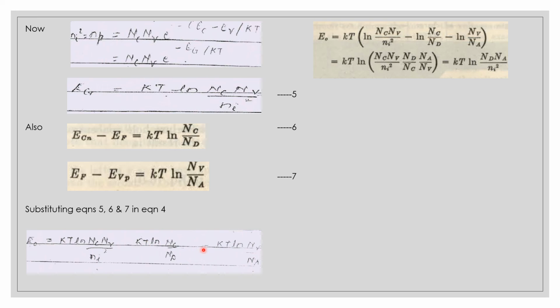kT can be taken common here and then using the rules of logarithm this will be kT into ln of NC NV upon ni squared into ND upon NC into NA upon NV. NC and NV will cancel out, so kT into ln of ND NA upon ni squared. Equation 8. Now we can write down from the charge densities in a semiconductor.